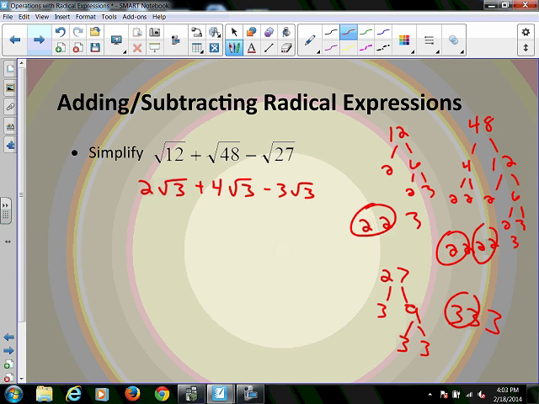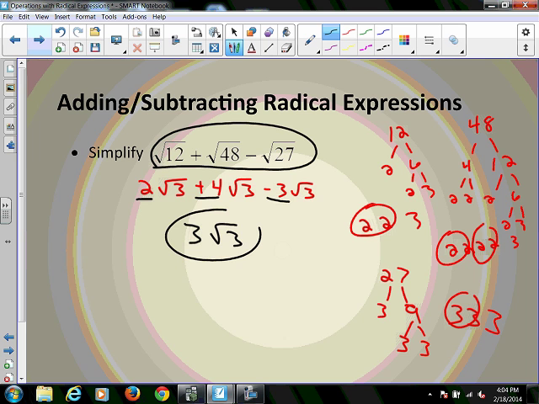Now we have all the same indexes, all the same radicands. So we're going to do 2 plus 4 minus 3 is 3 times the square root of 3. Leave the index and the radicand the same. Last thing we need to do is check. We're going to put this in the home screen, this in the home screen to see if they match up.